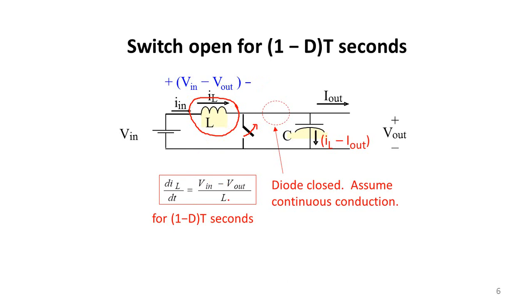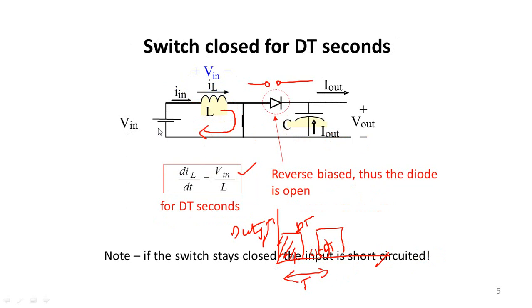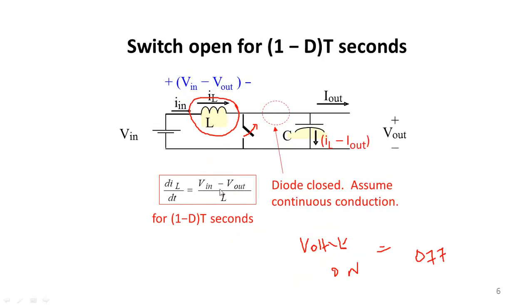According to the volt second balance principle, the voltage of the inductor during the on state is equal to that during the off state. During the on state, only one voltage is connected, so we are getting V in by L. During the off state, we are getting V in minus V out divided by L. This is the volt second balance principle: the voltage across an inductor during the on state is equal to the voltage across the inductor during the off state.